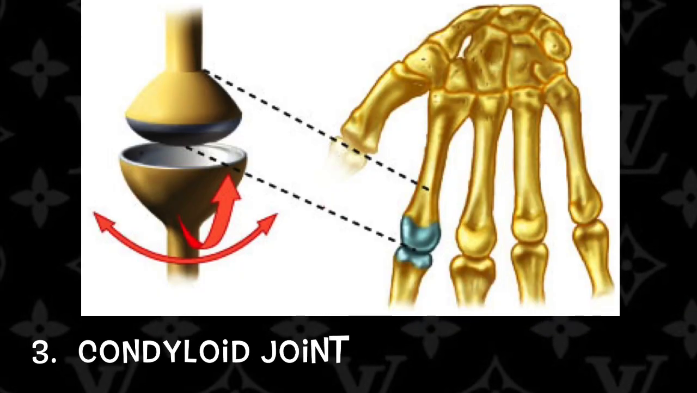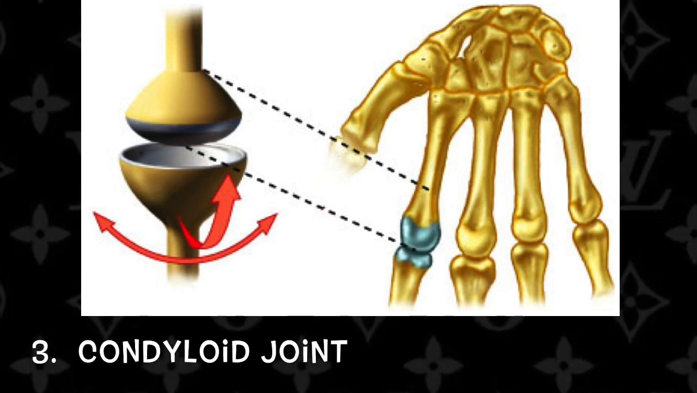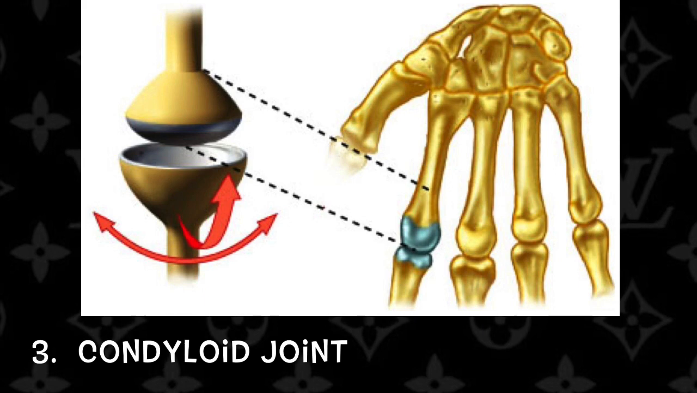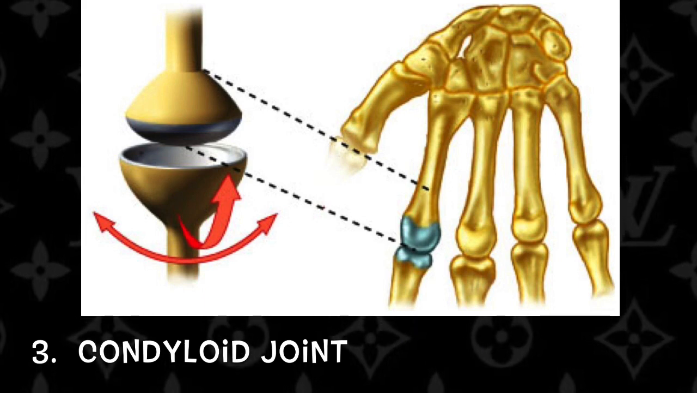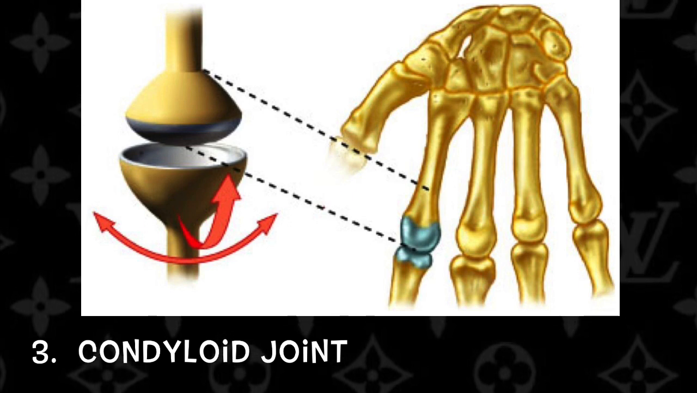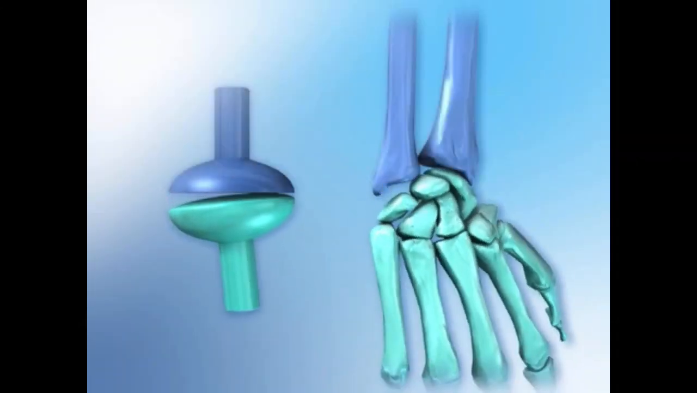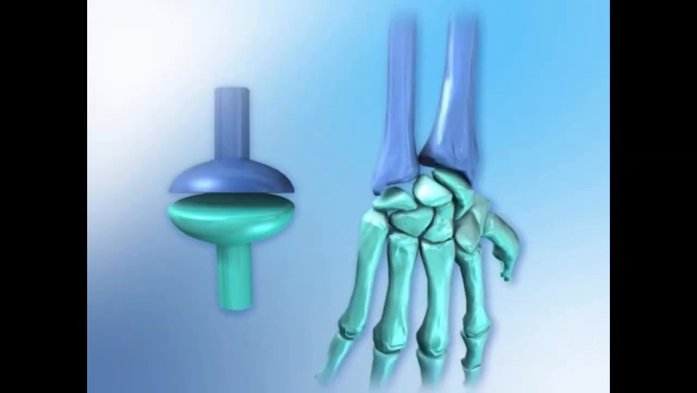Next we come to the condylar joint. It is a biaxial joint which provides flexion, extension, abduction, and adduction. One joint surface is an ovular convex shape and the other is a reciprocally shaped concave surface. An example we can take here is the metacarpophalangeal joint or the wrist joint.